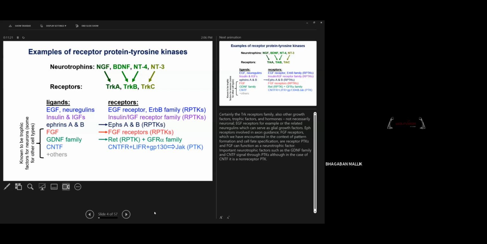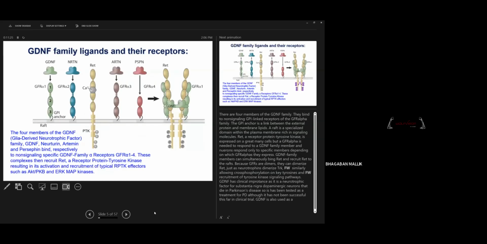So these are shown here, all of these can cause neuronal growth. Here are some examples which can work like neurotrophins. They belong to the GDNF family ligands. GDNF is the glial derived neurotrophic factor. Here I have listed four of these family members. One is GDNF, which is glial derived neurotrophic factor.